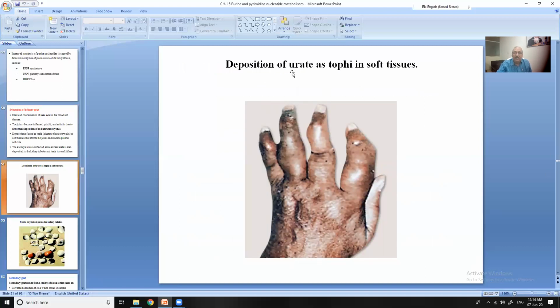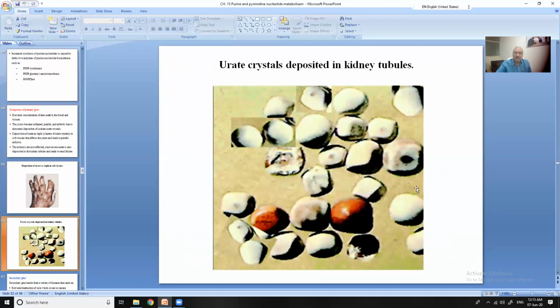You see, deposition of urate as tophi in the soft tissues. You see the fingers. Very painful condition it is. These are the urate crystals deposited in the kidney tubules. See this photograph. They are the crystals of urate, sodium urate, and they are deposited in the kidney, so the kidney fails.